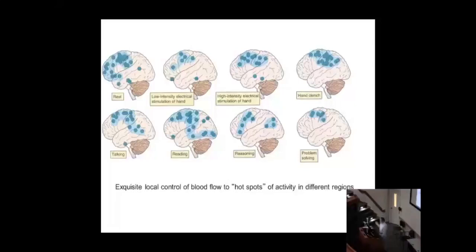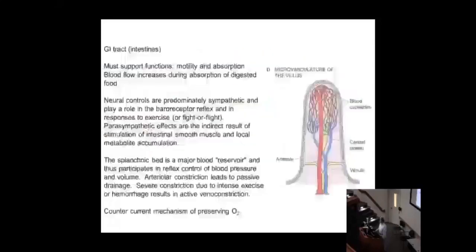That's how little increase in metabolism that you need. If I clench the hand, instead of just stimulating it a little bit, I get this. If I'm reasoning, I get this blood flow. And if I'm reading, I get blood flow to different areas, presumably involved in vision, things like that. Okay? So literally different local areas of your brain get different flows depending upon what you're doing with it. Okay? The control is really exquisite, and you get hot spots. Okay.